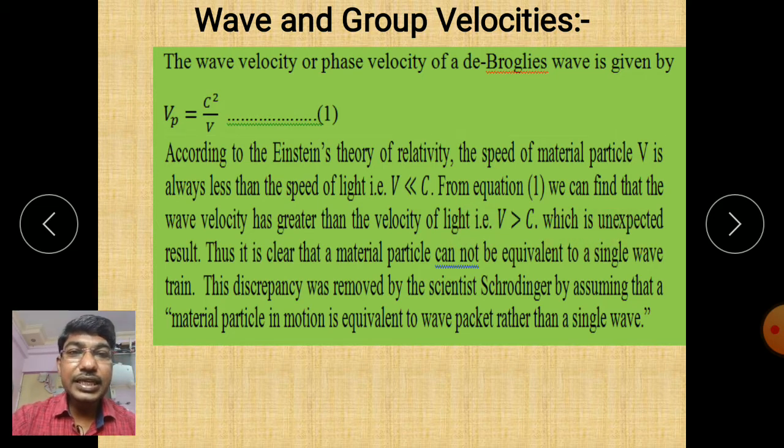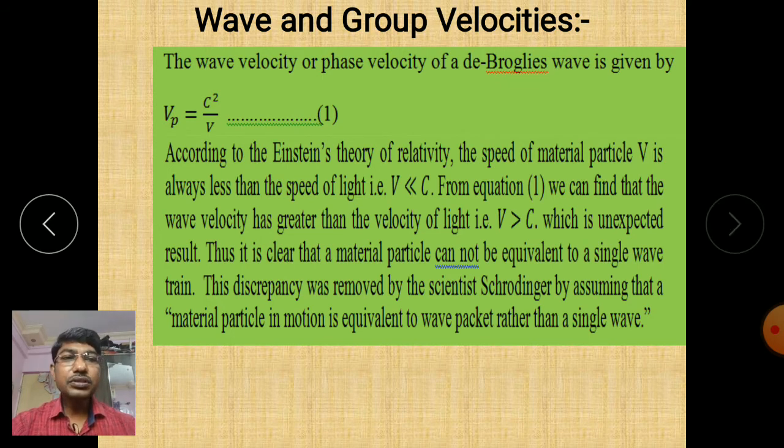Thus it is clear that a material particle cannot be equivalent to a single wave train. This discrepancy was removed by the scientist Schrodinger by assuming that a material particle in motion is equivalent to a wave packet rather than a single wave. Means when any particle is moving, it is associated with a group of waves, not a single wave.